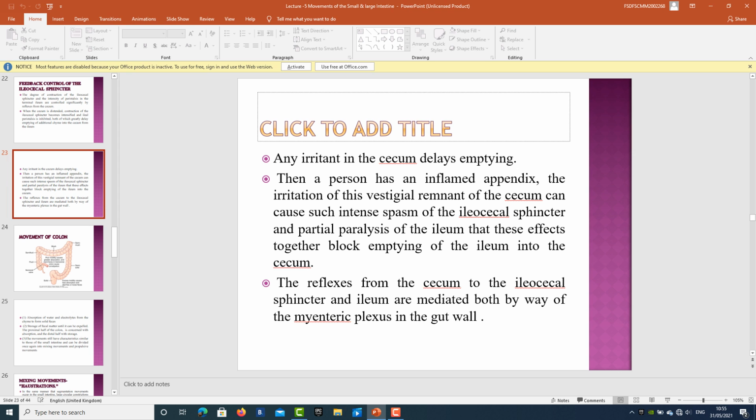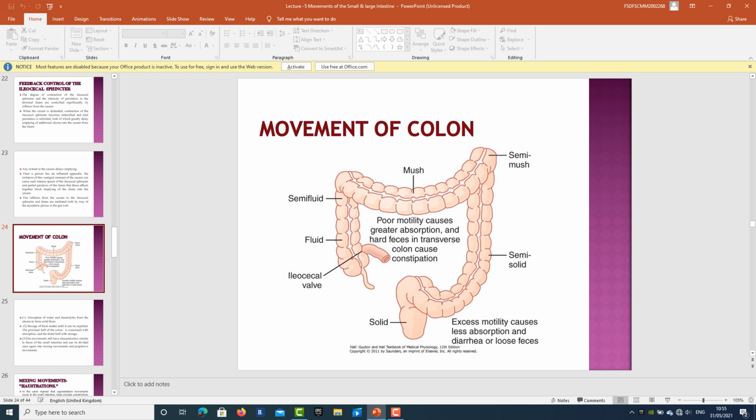If there is delaying of the emptying, then the person can have inflammation in the appendix, which is a vestigial remnant and can cause intense spasm of the ileocecal sphincter, leading to partial paralysis of the ileum. These effects together block the emptying of the ileum into the cecum. The reflexes from the cecum to the ileocecal sphincter and ileum are mediated by way of the myenteric plexus in the gut wall. See, these are the different factors which can stop the traffic from the small gut to the large gut.